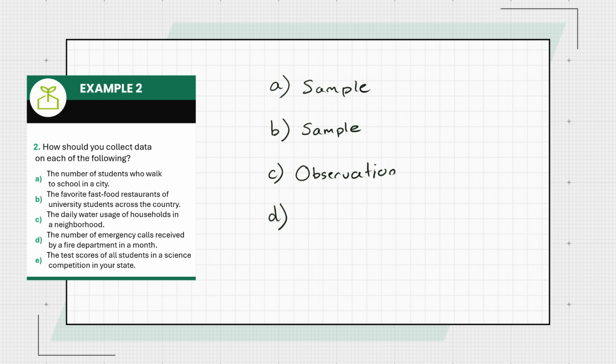For D, we have the number of emergency calls received by a fire department in a month. So again, this is going to be observation. This information is going to be collected by the fire department in their records anyway, and we will probably just be able to get access to this information.